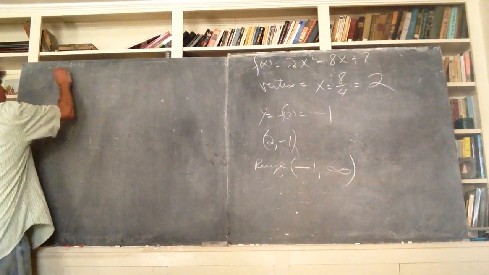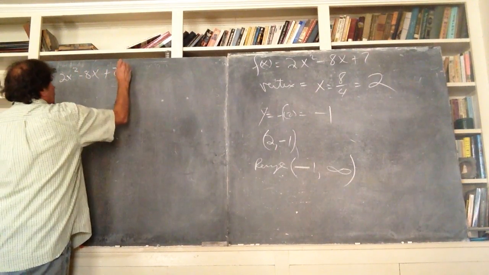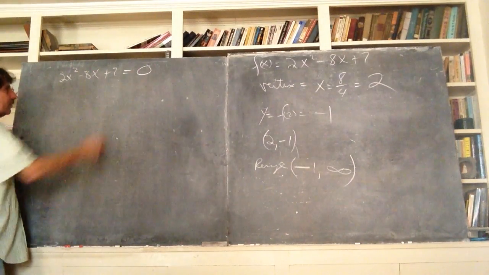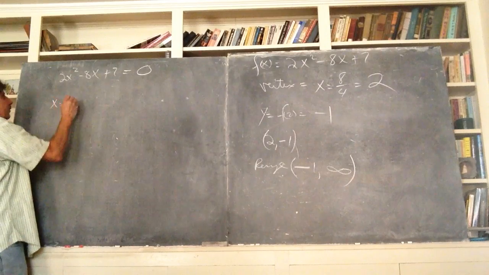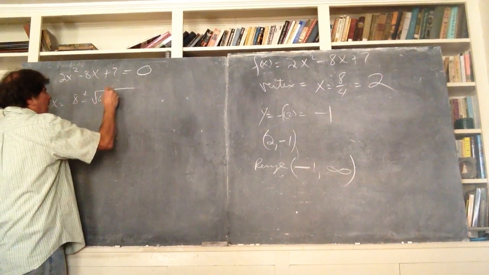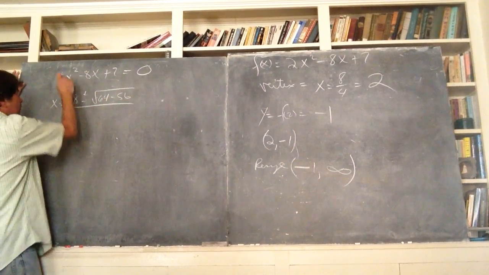2x squared minus 8x plus 7. And this is what we're doing when I say solve it. We want to find out where it crosses the x-axis. So here we go. X equals opposite of b, plus or minus the square root of b squared minus 4ac, minus 8 times 7, over 2.